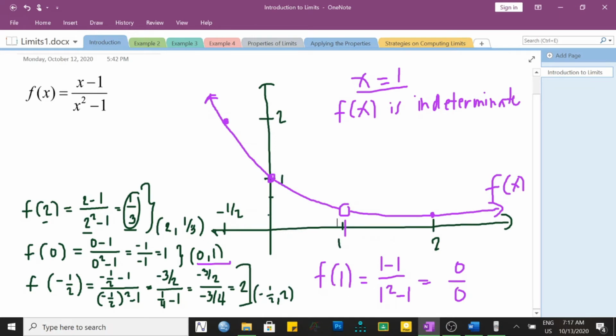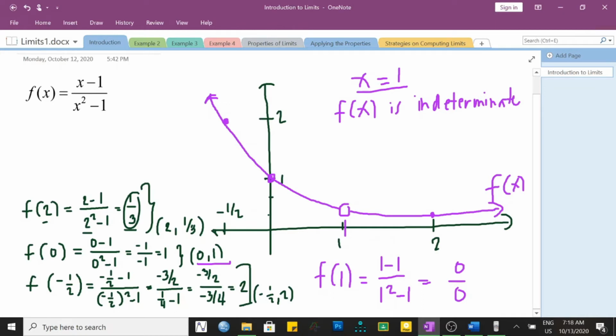Now, we cannot do anything about the fact that this function is indeterminate at x equal to 1. What we can do instead is to explore the function not at x equal to 1, because we know already that it's indeterminate, but explore what happens to the function around x equal to 1. So this is how we're going to do it. We're going to identify numbers that are close to 1 from either its left and right, and then solve for the value of the function.